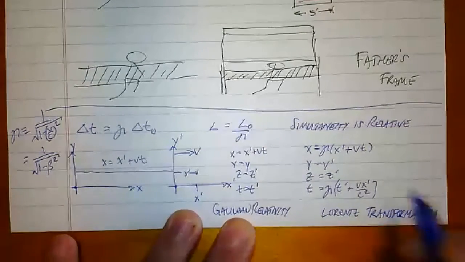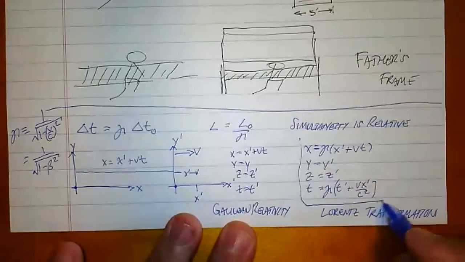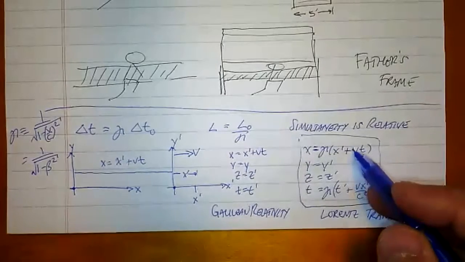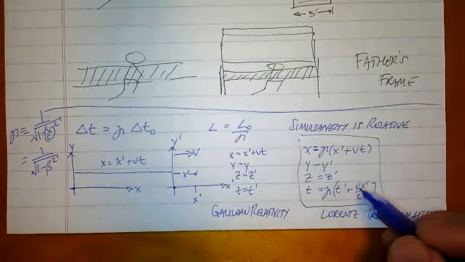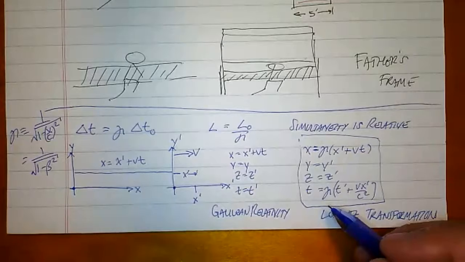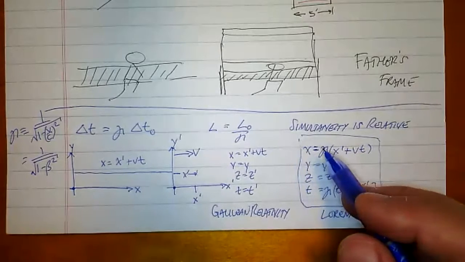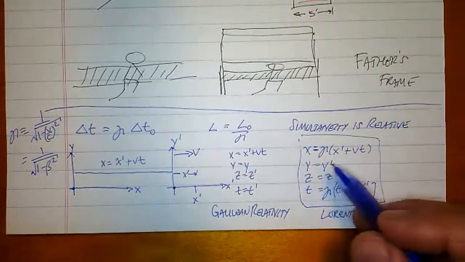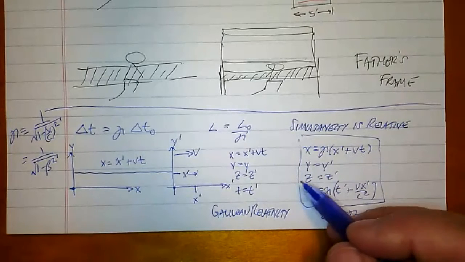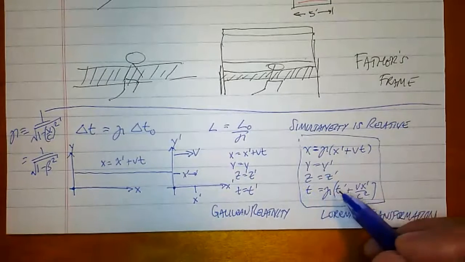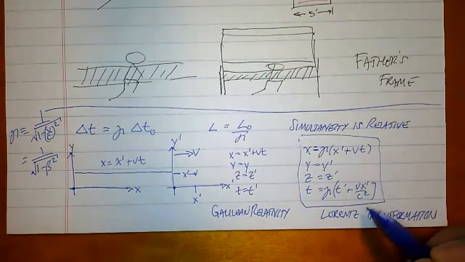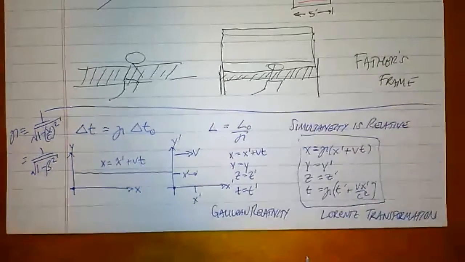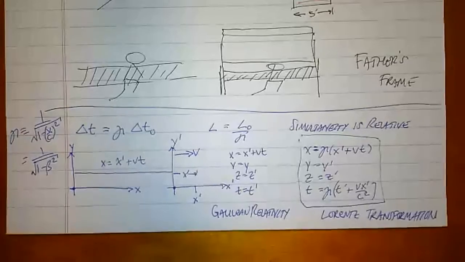And all you have to do if you want to switch it to solve for x prime, y prime, z prime, and t prime is just put a negative in there. Replace the v with negative v, and you'll get the exact right answer. So it'll be x prime equals gamma x minus vt, y prime equals y, z prime equals z, t prime equals gamma t minus vx over c squared. Actually, that x prime is going to become x then. So that's the Lorentz transformations.